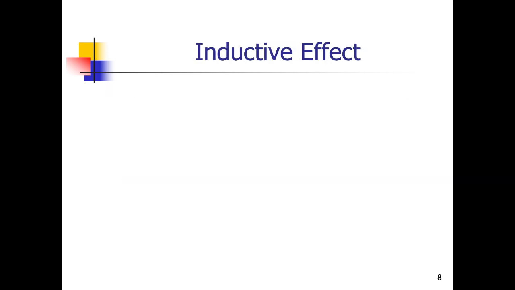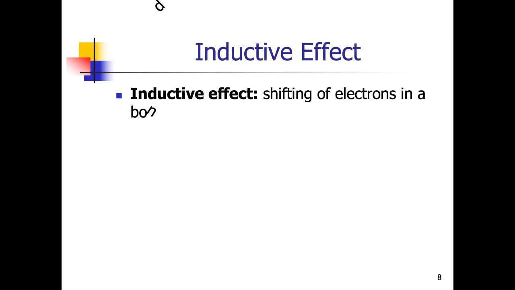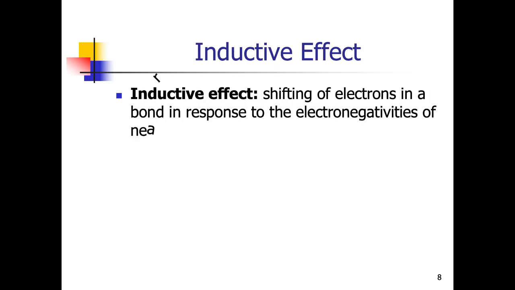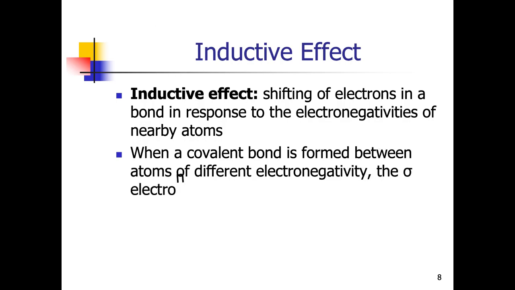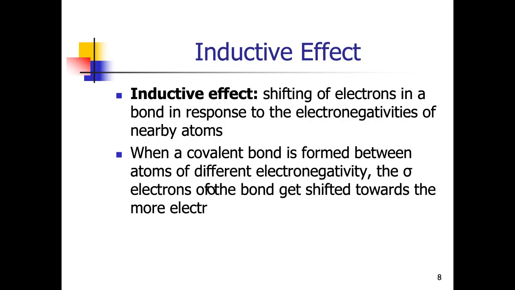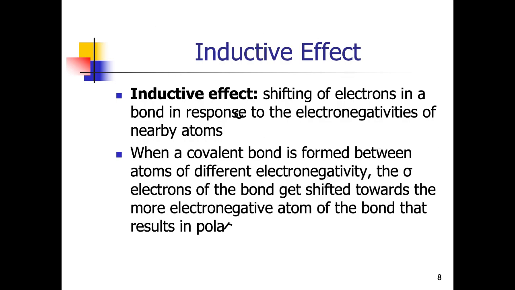And now, we talk about the inductive effect. The inductive effect is the shifting of electrons in a bond in response to the electronegativities of nearby atoms. When a covalent bond is formed between atoms of different electronegativity, the sigma electrons of the bond get shifted towards the more electronegative atom of the bond, which results in a polar covalent bond.